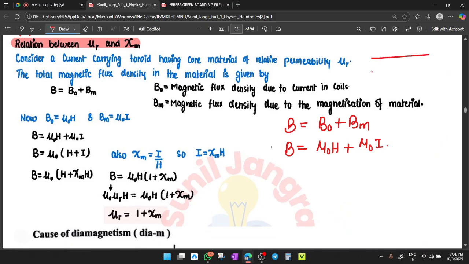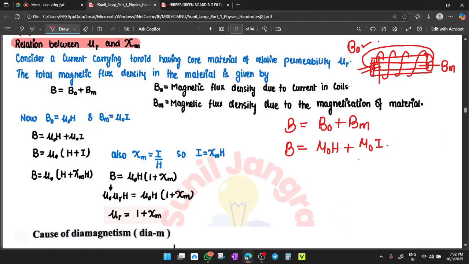Because when there is a coil, first, without magnetic material, a magnetic field will be set up here. So the magnetic flux density is called B naught. And when a magnetic material is placed inside it, there is also magnetization, so it develops a field equal to Bm. So B naught plus Bm equals mu naught into I.